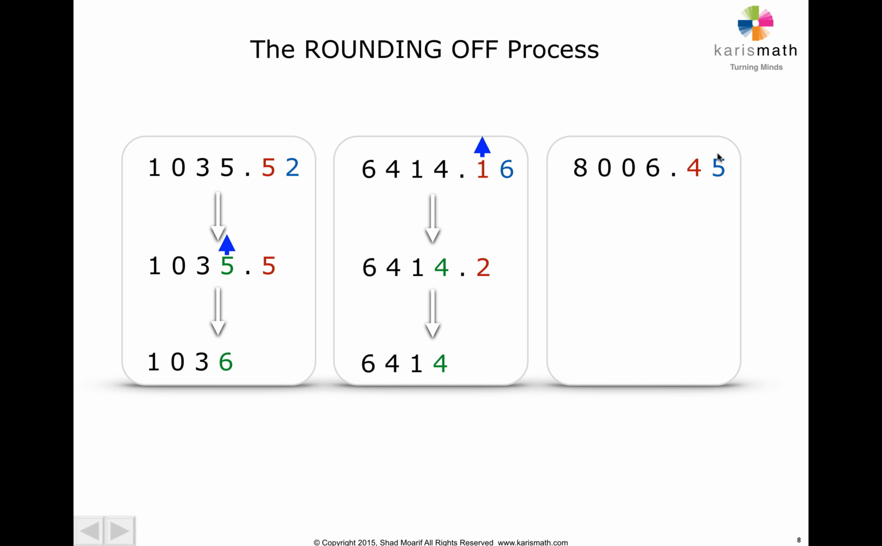Because this is 5, and if this is 5 or more than 5, then the number before it increases by 1. So 8,006.5. Excellent. And what happens if we write it without the tenths, just the whole number? What's the answer? Very good. Excellent. 8,007. That's the correct answer. So you got it. You got a pretty good grip on this.